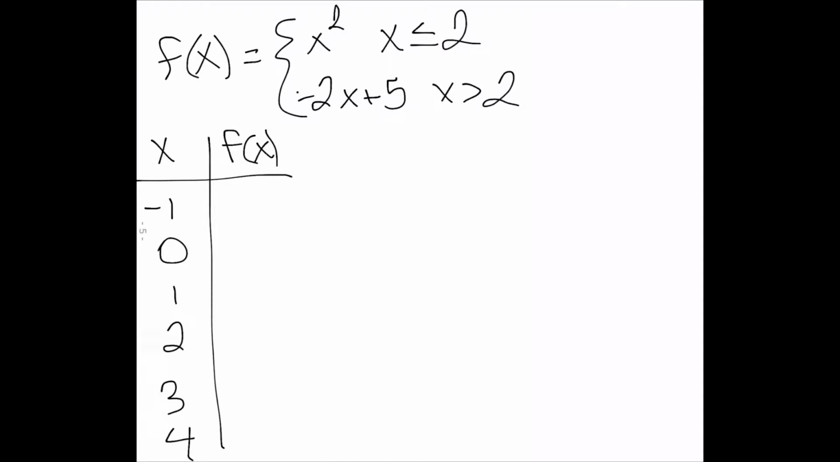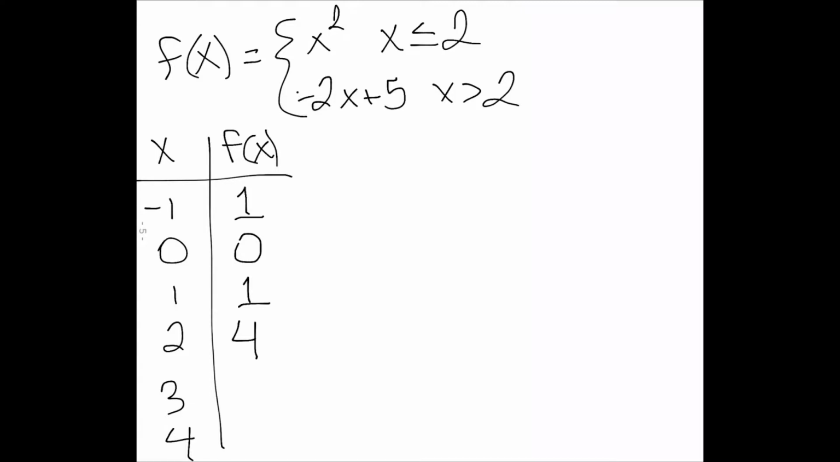So if I stick in -1, that's less than 2, so I'm in the first case, and -1 squared is 1. 0, I'm still in the first case, 0 squared is 0. With 1, I'm still in the first case, and 1 squared is 1. 2, I'm still in the first case because 2 is less than or equal to 2, so 2 squared is 4. If x is 3, 3 is bigger than 2, so I'm in my second case.